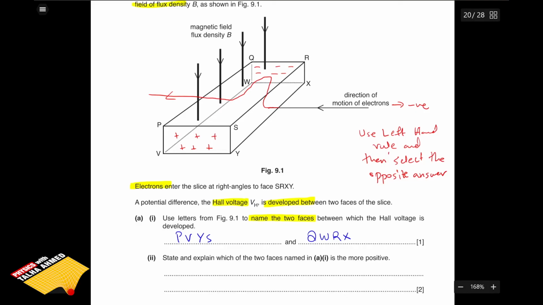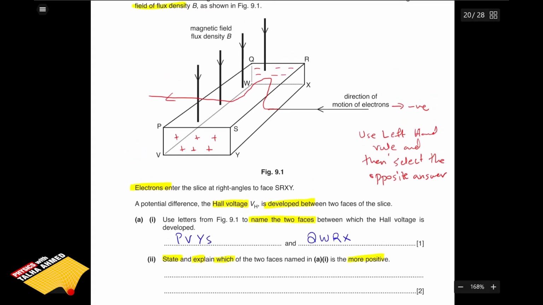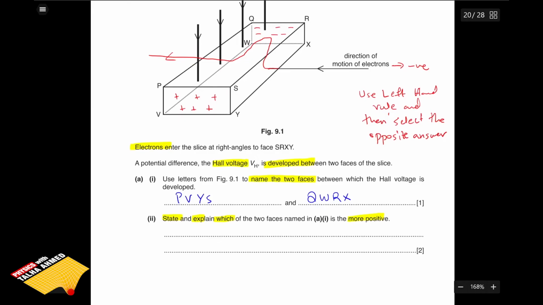And this also answers the second part, which says state and explain which of the two faces named in part 1 is more positive. And as already shown on the diagram above, it's PSVY which is more positive. And how did we get that answer? We used the left hand rule to identify the force on the particles. But remember, left hand rule is made for positively charged particles. Our electrons are negatively charged particles. So wherever your thumb is pointing, you have to reverse that answer. And that's why we got the direction of the force that we got. So we have answered both the questions in part A.